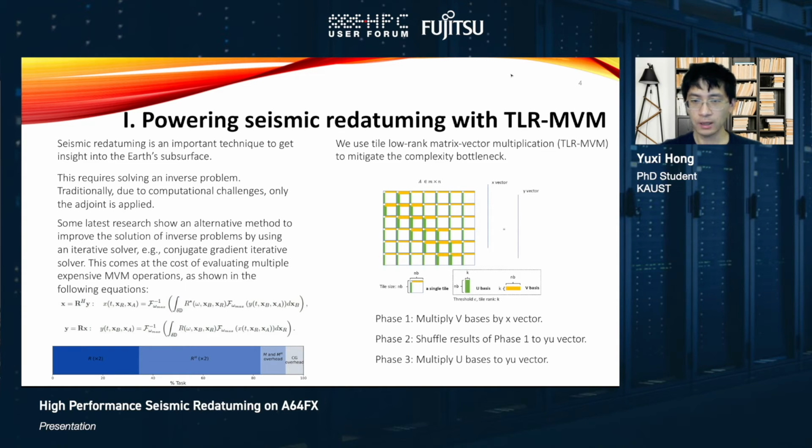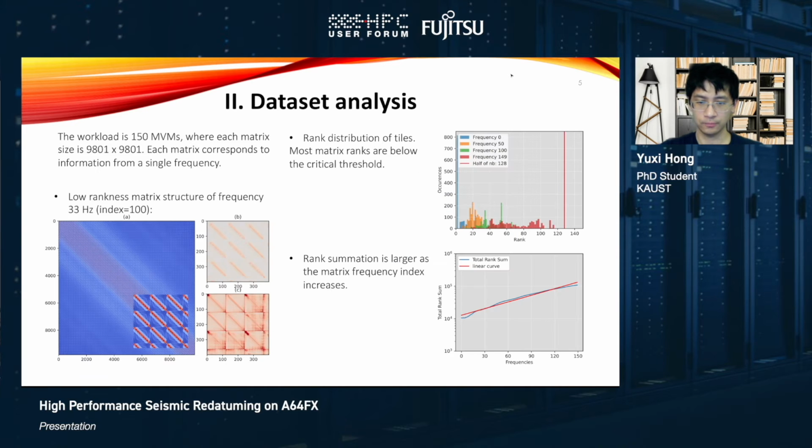So what do we do? First, we divide the matrix into several blocks, and we use the SVD and a threshold to get a part of the U base and V base. We first multiply the V base by the X, and then we shuffle the result of phase 1 to Yu, and then we multiply the U bases to Yu.